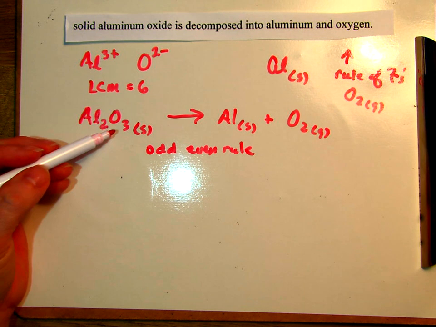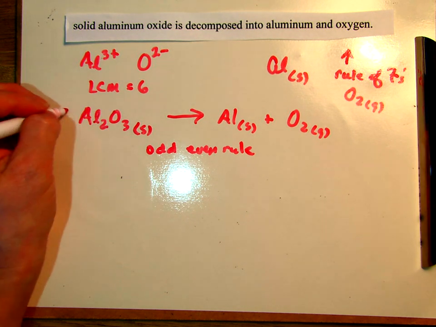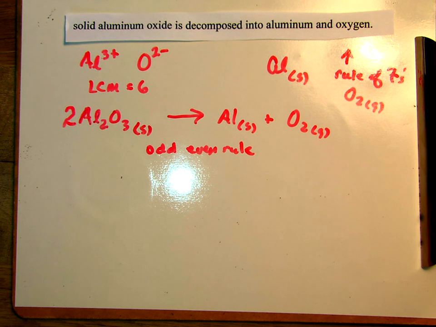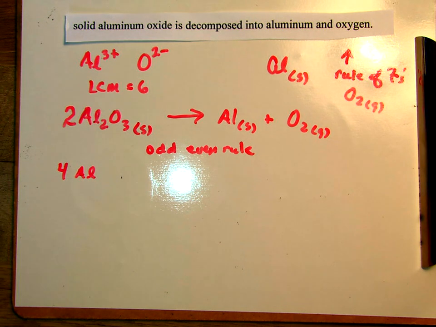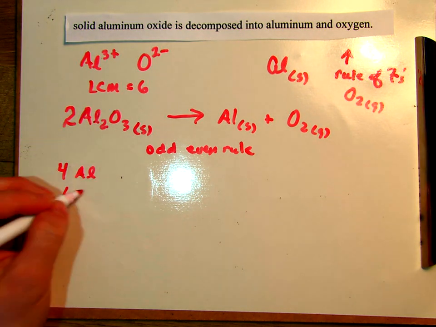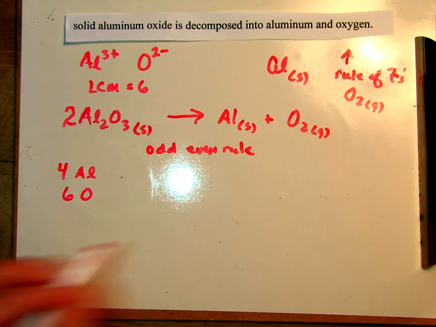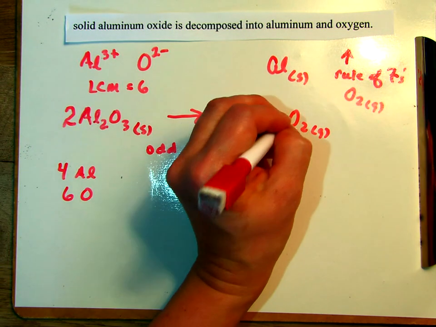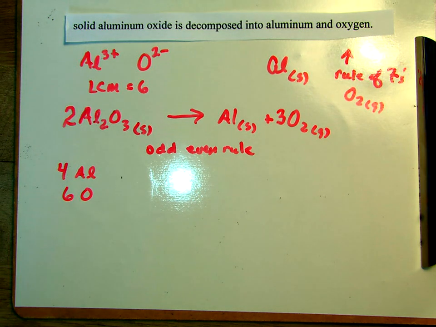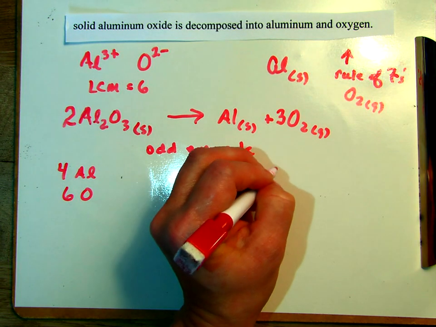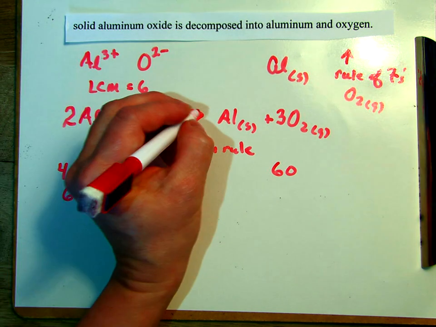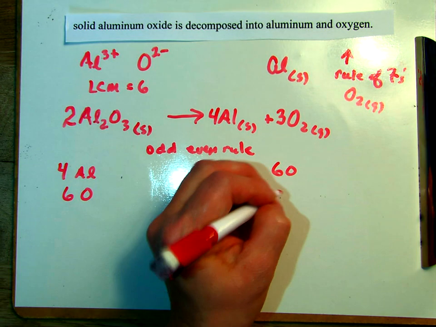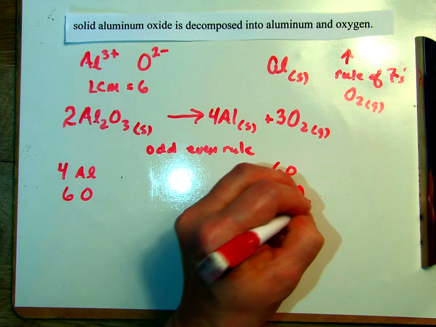Okay, so to make this odd number even, we need to put a 2 in front of the aluminum oxide. And if I do that, that's going to give us 4 aluminums on the left side, and 2 times 3 is 6 oxygens on the left side. And to get 6 oxygens over here, we're going to have to put a 3 in front of the O2. So that gives us 6 oxygens on the right side, so that's good. But now we need to balance our aluminums, and since we have 4 here, we've got aluminum all by itself. We just put a 4, and we're done.